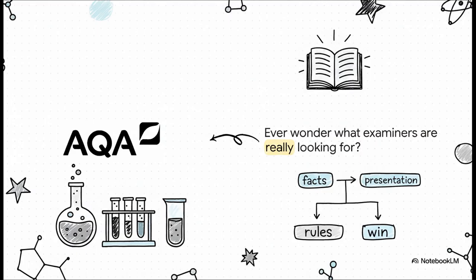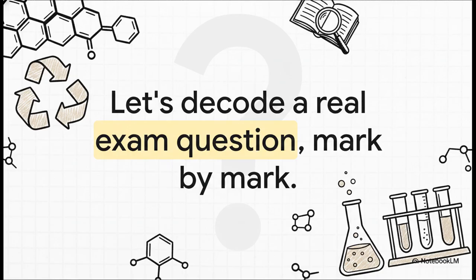It's about how you present that knowledge. It's kind of like a game, and today, we're going to learn the rules so you can play to win. So, we'll be working through question 01 from an AQA higher tier paper. It's great because it covers a bit of everything: polymers, recycling, even some chemical tests. Think of it as our little case study for nailing that exam technique.